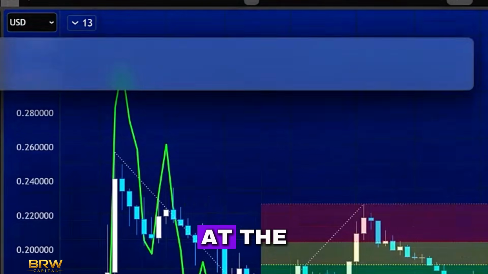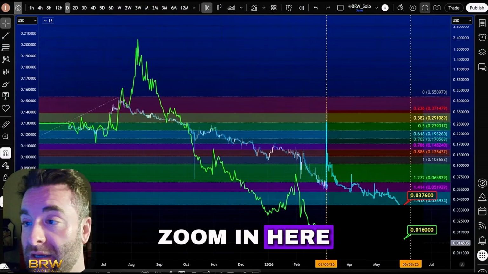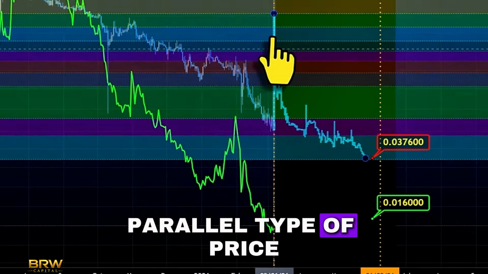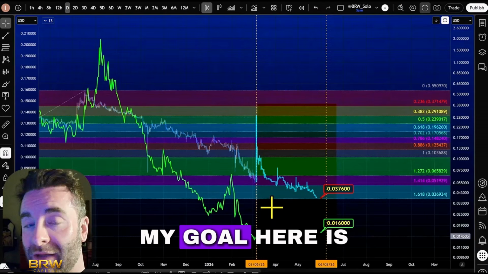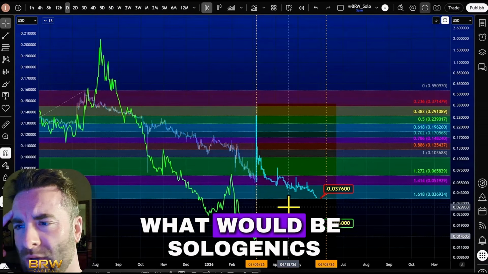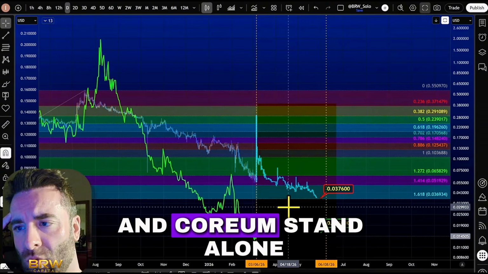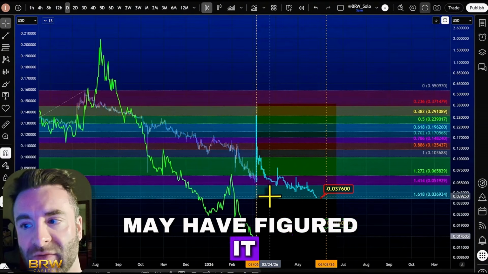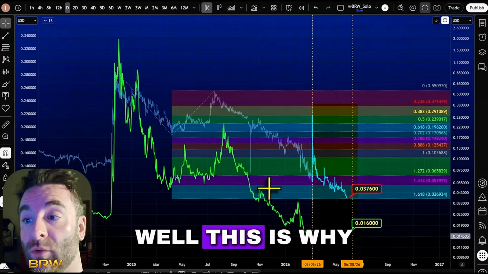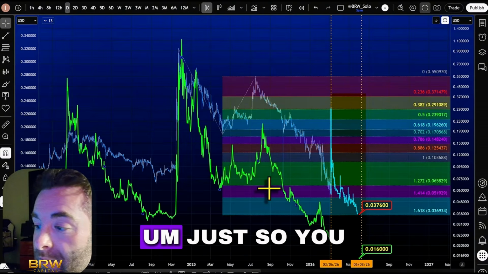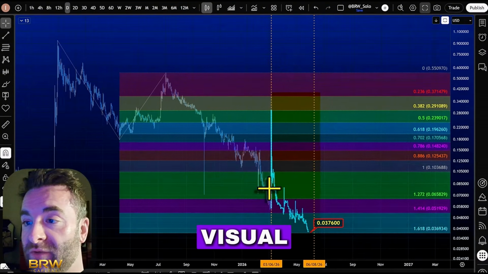Now, let me look at the day chart so I can zoom in here. If you did this on Coreum, Coreum actually has the same parallel type of price action. So it's the same thing. My goal here is to figure out exactly what Sologenic's and Coreum's standalone implied price would be, and I think I may have figured it out. I'm trying to see if this is Wyckoff accumulation. I'm going to delete Coreum here, just so you have a better visual of what I'm seeing.